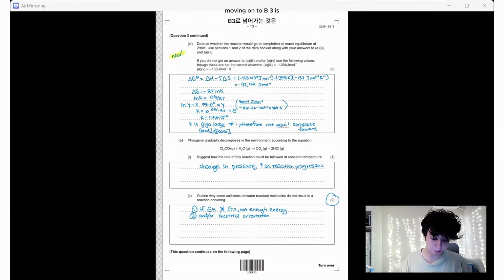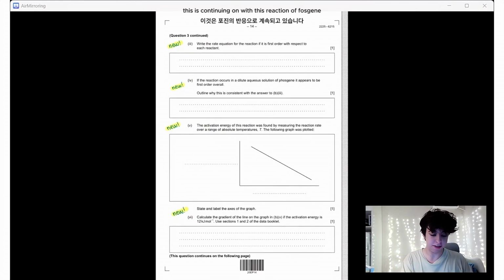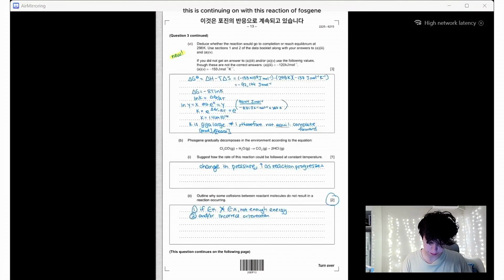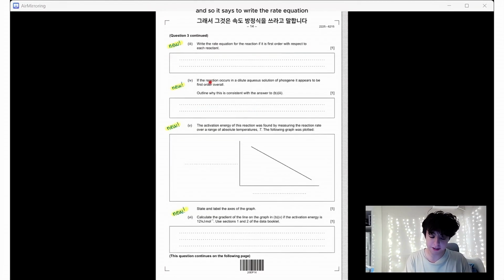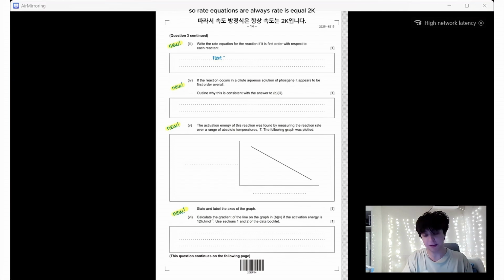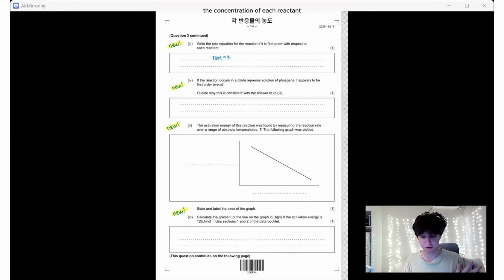Moving on to B3, this is continuing on with this reaction of phosgene decomposing in the environment with some steam into carbon dioxide and hydrochloric acid. And it says to write the rate equation if the reaction is first order with respect to each reactant. So rate equations are always rate is equal to k, and it's just the concentration of each reactant with the order. Since it's first order, it's just going to be the concentration of each reactant.